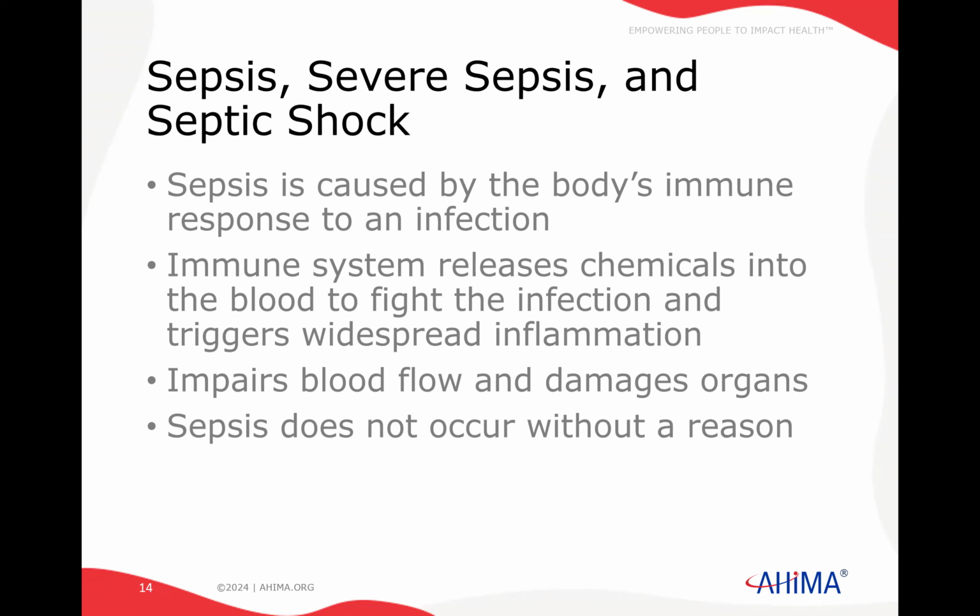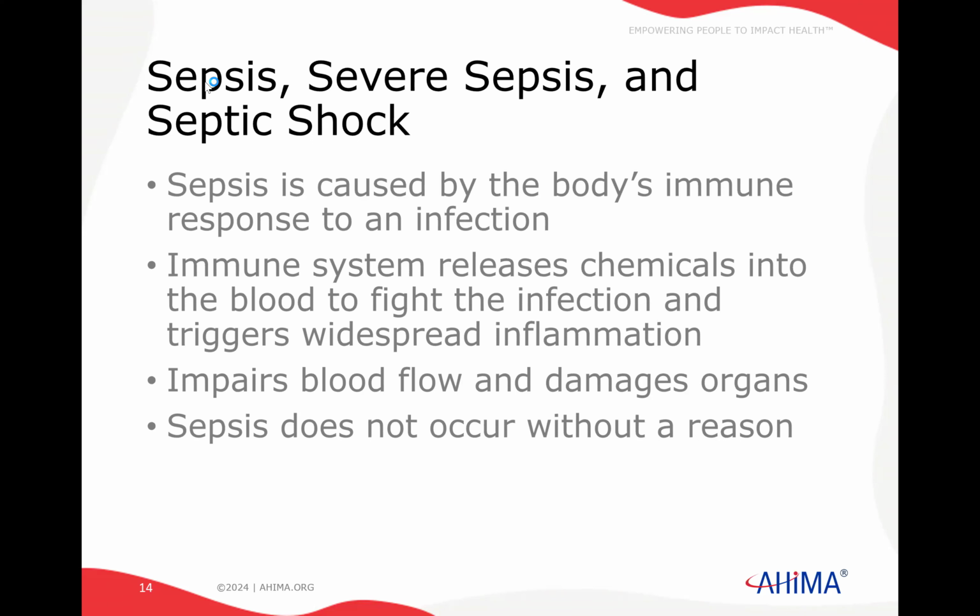Now we get into what I used to call the sepsis trilogy. We have sepsis, severe sepsis, and septic shock. Sepsis is caused by the body's immune response to an infection. And as part of this immune response, your immune system releases chemicals, cytokines, and some of these other things into the bloodstream to fight the infection. And so this is a systemic result. With this, it impairs the blood flow. And with impaired blood flow, we have damage to vital organs, kidneys, brain, what have you.